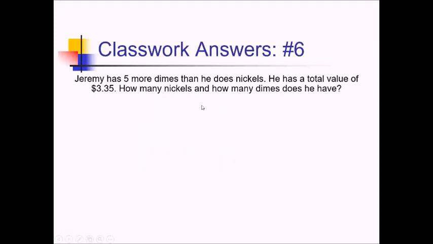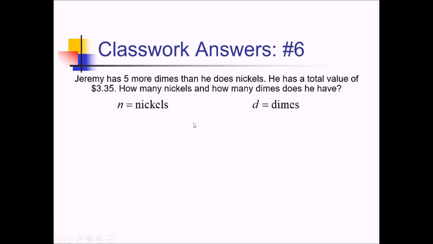For this coin problem, we have Jeremy, who has 5 more dimes than he does nickels, and a total value of $3.35. Don't spend it all in one place. We want to know how many nickels and dimes Jeremy has. Let me set up variables to represent the things I'm solving for. The number of nickels is going to be n, and for the number of dimes, I'm going to go with d.